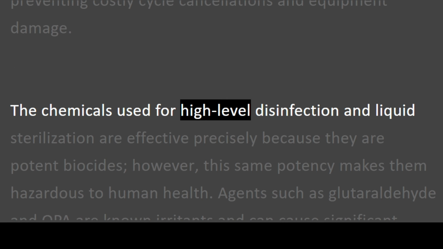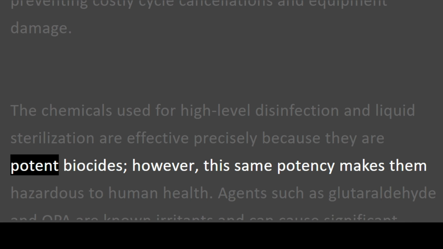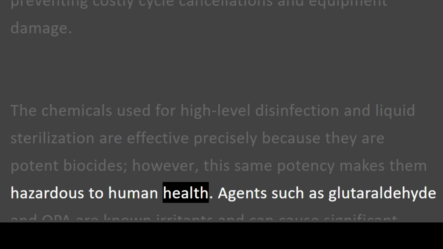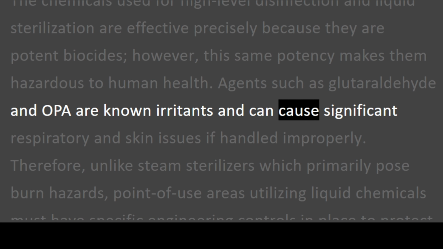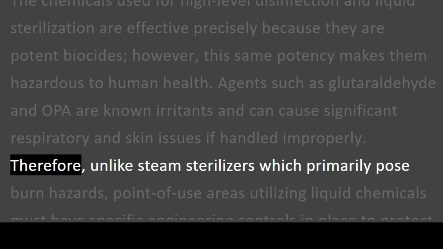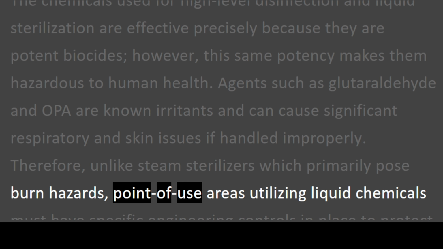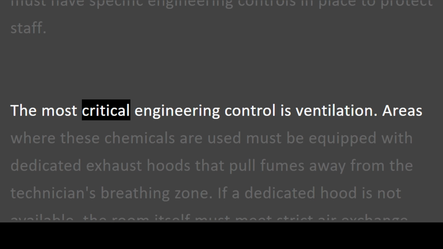The chemicals used for high-level disinfection and liquid sterilization are effective precisely because they are potent biocides. However, this same potency makes them hazardous to human health. Agents such as glutaraldehyde and OPA are known irritants and can cause significant respiratory and skin issues if handled improperly. Therefore, unlike steam sterilizers which primarily pose burn hazards, point-of-use areas utilizing liquid chemicals must have specific engineering controls in place to protect staff. The most critical engineering control is ventilation.